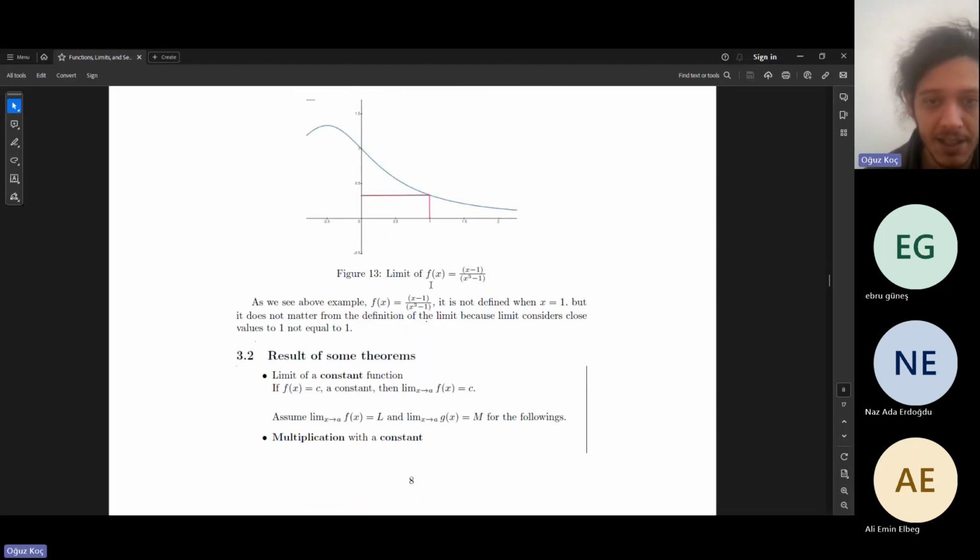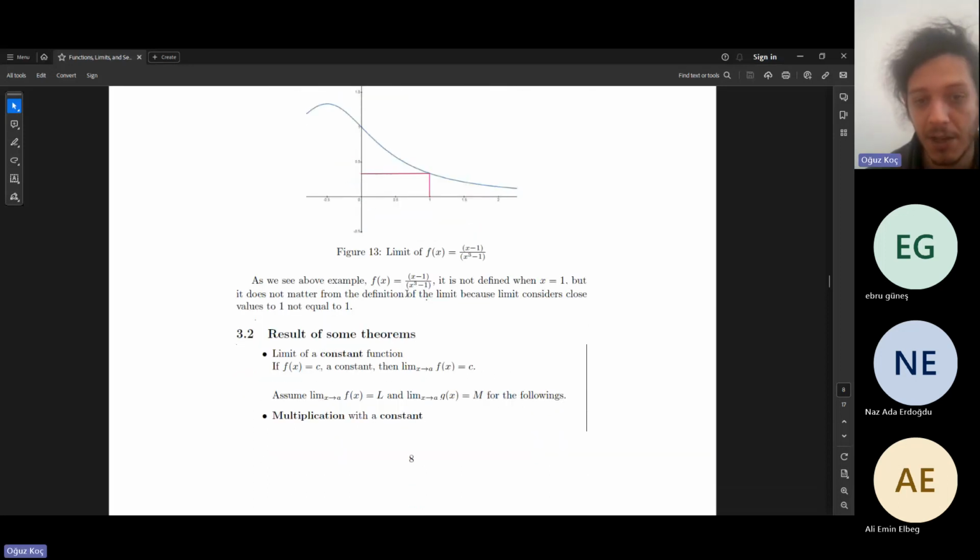And also we have another example and illustration for that. We have a function x minus 1 over the third power of x minus 1 in here. And as you can see here, it is not defined when x is equal to 1. But it does not matter from the definition of the limit, because limit considers values close to 1, not equal to 1. As you know, when you expand the third power of x minus 1 and write it with the common factor of x minus 1, the factors cancel out each other, and it gives the above illustration. Okay.